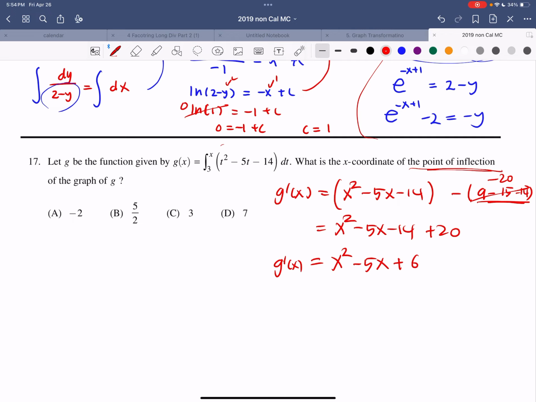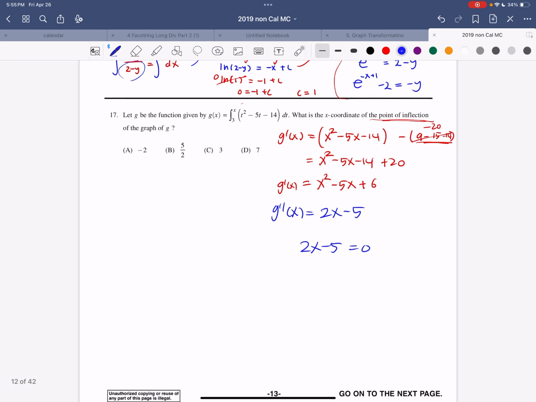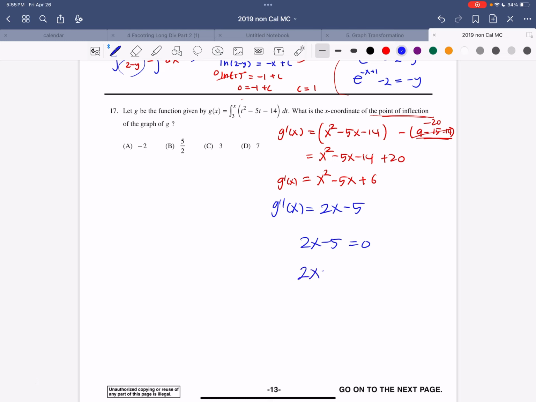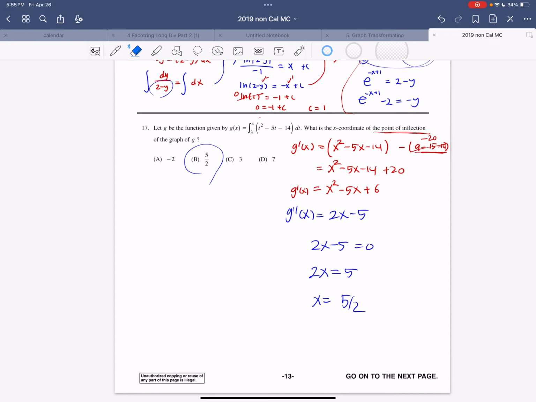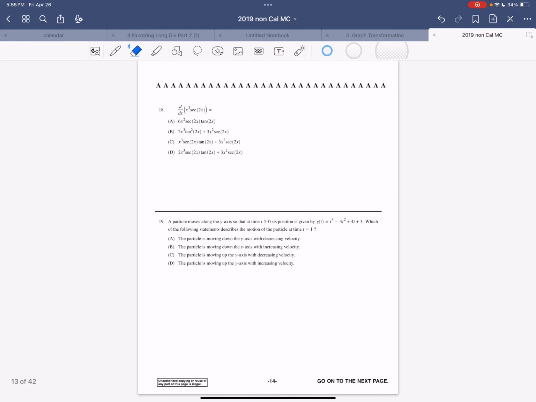But if you want to find a point of inflection, you have to derive one more time. So the second derivative of this one is going to be 2x minus 5. You set 2x minus 5 equal to 0 and solve for x. That's the only thing you have to do. So 2x equals 5, and if you divide by 2, x is equal to 5 over 2. That's the second derivative. If you have a question about this, I will help you in class because I think this one is critical. It's not difficult.